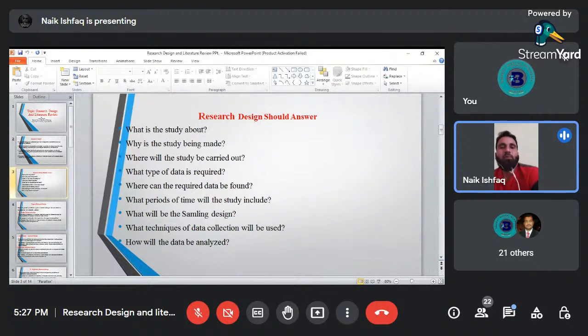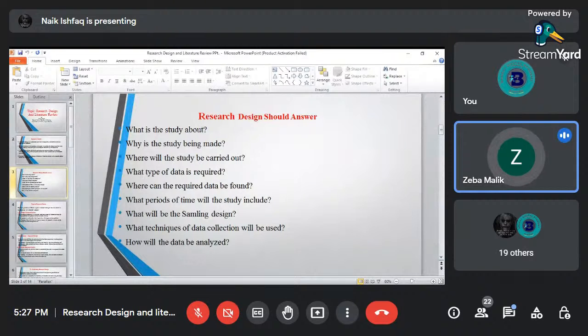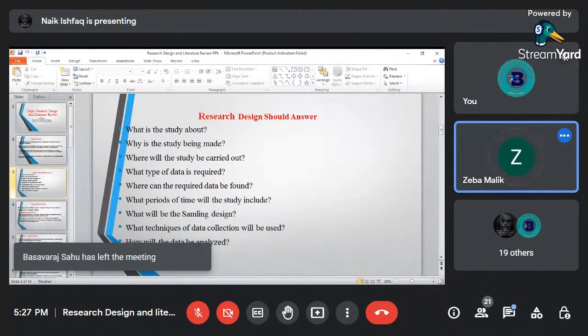And we can see the attitude of the employees. Change the slide please, so we can see the research design, types of research design.